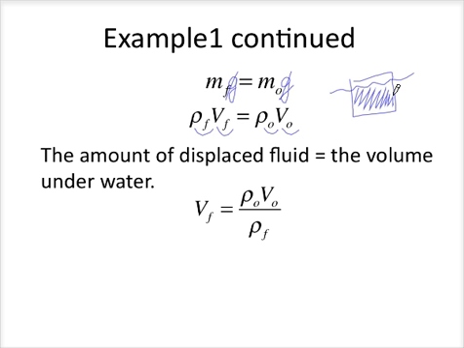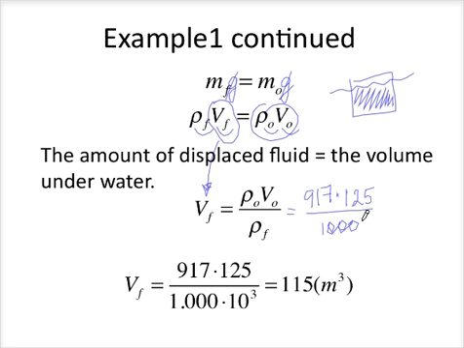So in this case, all I did is I rewrote the formula above right here. We're looking for volume of the fluid, which equals the volume of the submerged object. So right here, I take the right side and I divide it by density of the fluid, which in this case will be 917, that's the density of ice, because that's our object, times 125. And all that divided by, since it's water, 1,000. So there we go, 115 meters cubed.